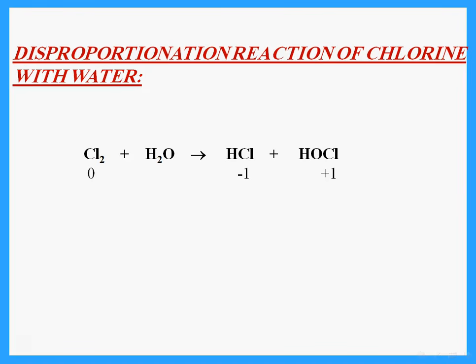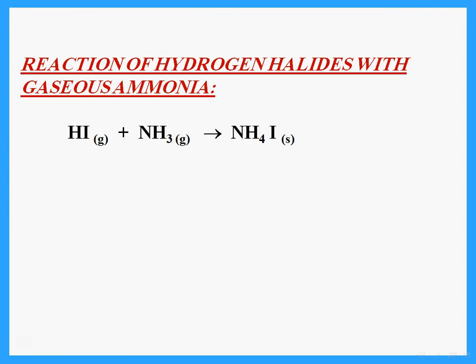Another disproportionation reaction is when the chlorine reacts with water. Again, when chlorine reacts with water, this will give two types of acids, HCl and HOCl. So the chlorine changes oxidation number from 0 to -1, reduction, and once from 0 to +1, oxidation. So again, this is another example of a disproportionation reaction.